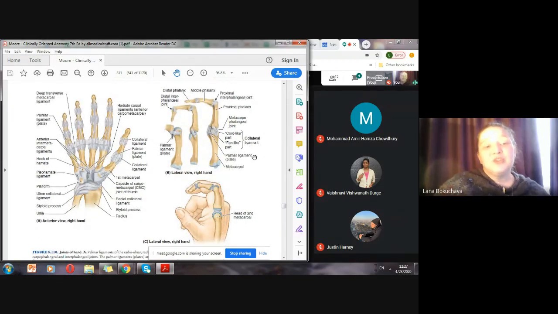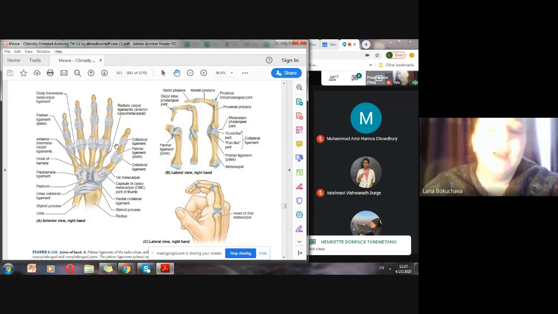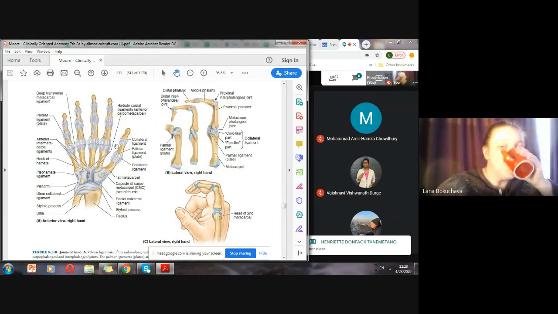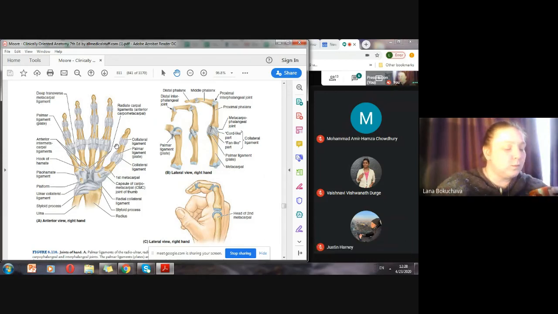The last portion, but not least, what I want to go through, this is itself the part of the hand, and not clear. What is not clear? Henriette, what is not clear?